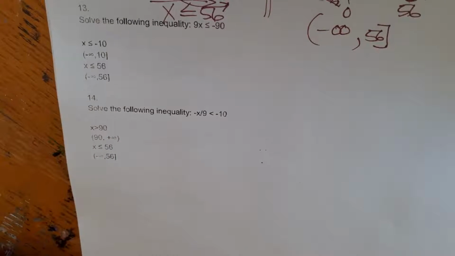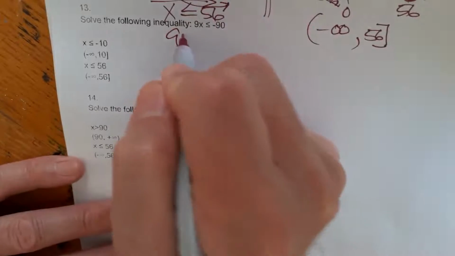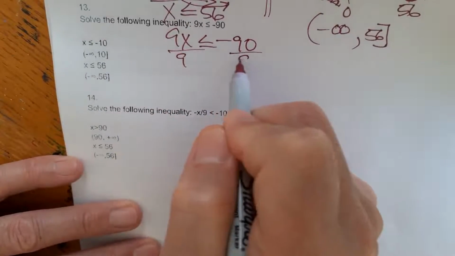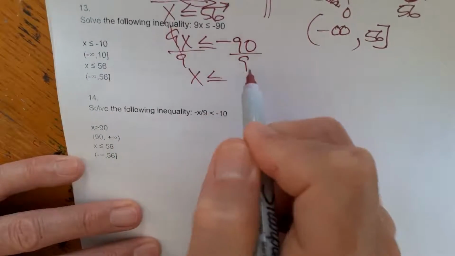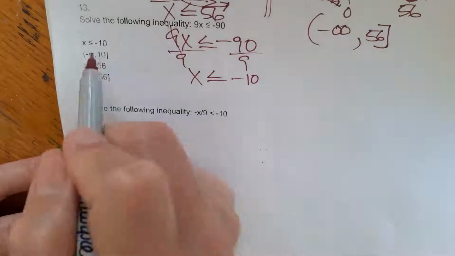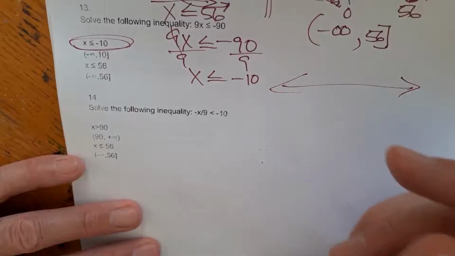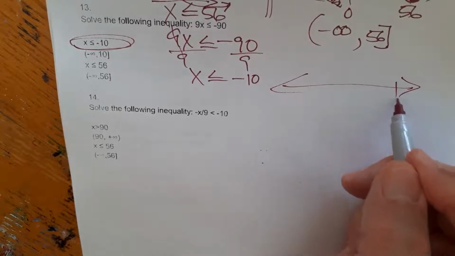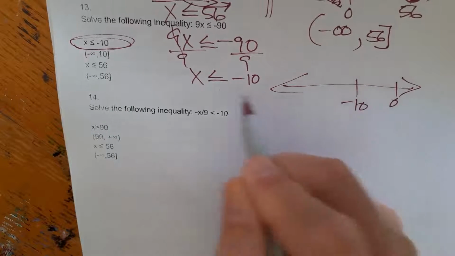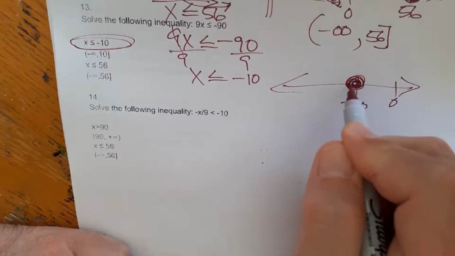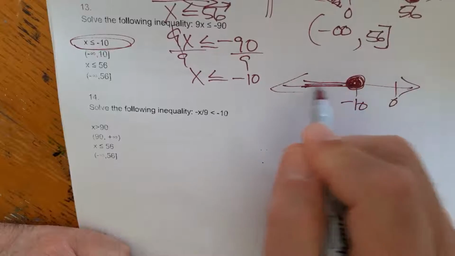All right, so 9x is less than or equal to negative 90. Divide both sides by 9. X is less than or equal to negative 10. That's this one. Set notation, well, let's draw the number line first. If this is 0 and this is negative 10, and this is less than or equal to negative 10, we need a solid dot, because it's equal to. And then we're going off in this way forever.